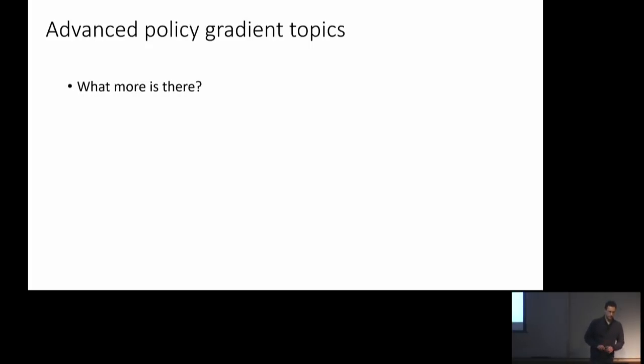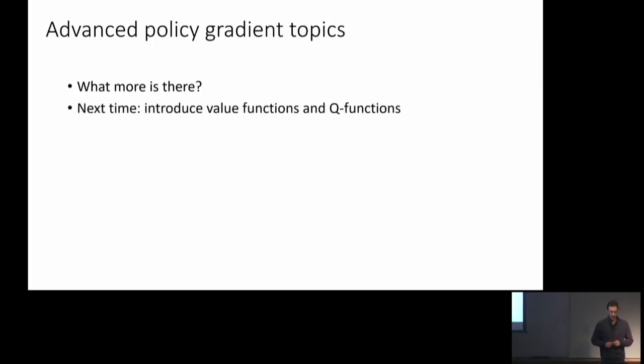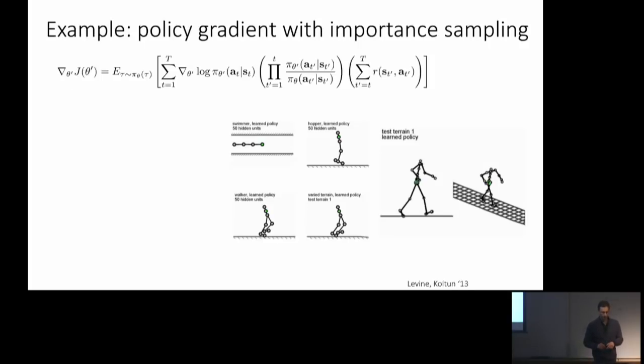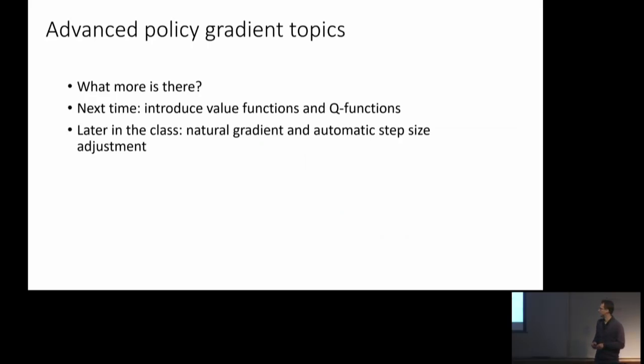First, we will have more discussion of advanced policy gradient topics after we cover value-based methods. So what more is there? We're going to talk about value functions and Q functions, which can reduce variance even further by having a better estimate of the reward to go. We're also going to cover natural gradient and other automatic step size adjustment methods. Natural gradient is something some of you might have heard of. It's not used very often in supervised deep learning, but it turns out to be very useful in policy gradient reinforcement learning. And then we'll talk about a little bit more theory later in the class too.